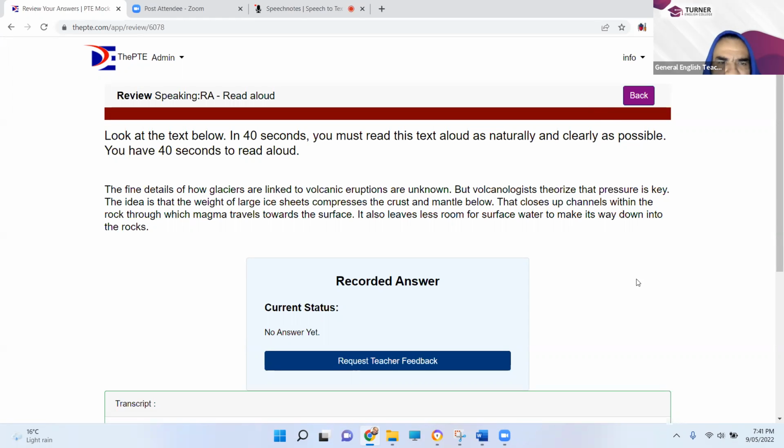The fine details of how glaciers are linked to volcanic eruptions are unknown, but volcanologists theorize that the pressure is key. The idea is that the weight of large ice sheets compresses the crust and mantle below, which closes up channels within the rock through which magma travels towards the surface. It also leaves less room for surface water to make its way down into the rocks.